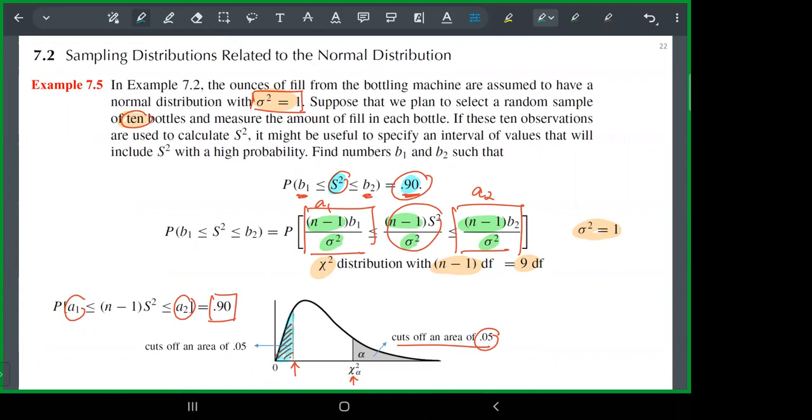If I want to figure out A1, the area that I cut off, an area of 0.05 on the left, will leave you with, bear with me a little bit, guys, almost done, the area on the right, which is my alpha. Here we go. The one that I'm highlighting over here, this area is going to be 0.95, the big area, the one in orange.